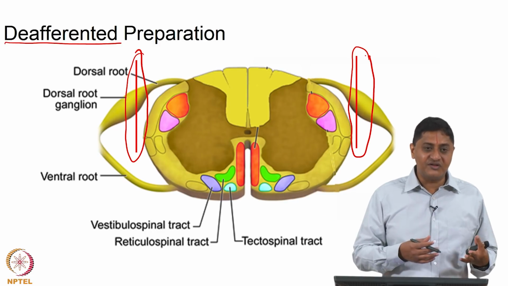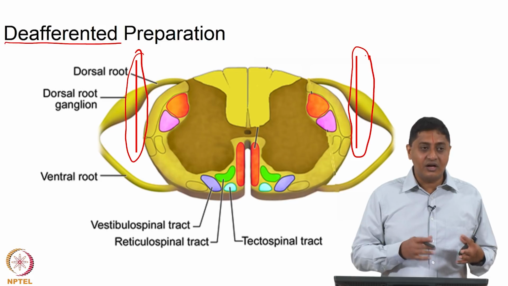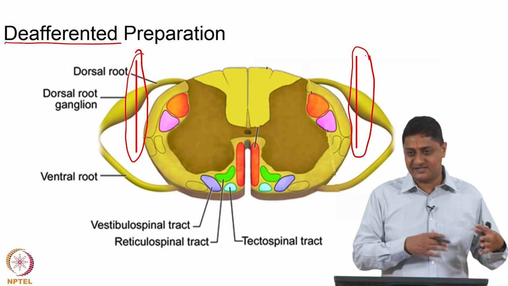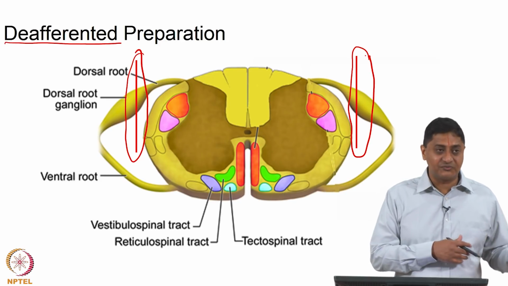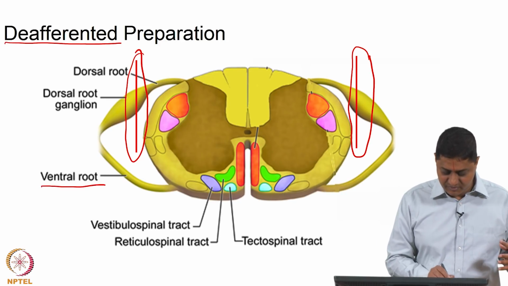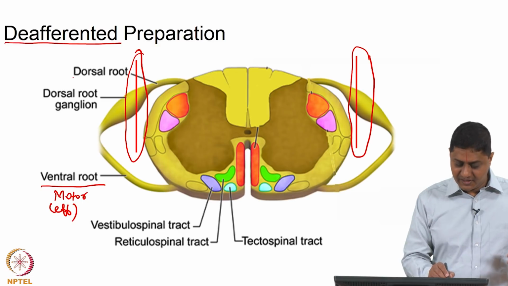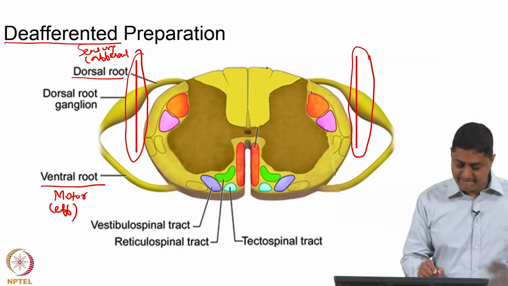Then what is coming is purely not due to reflexes, is purely due to sources other than reflexes, is it not? The ventral root is responsible for motor, we know this is motor or efferent. The dorsal root is sensory or afferent, is it not?